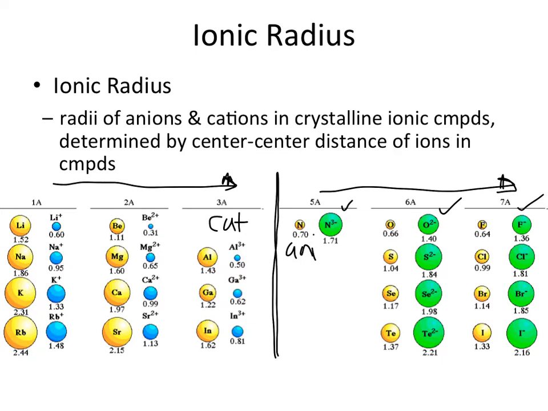From top to bottom, we do see an increase in size. The anions and cations both get larger as you go from top to bottom. So they generally follow the same trend as the atomic radii that we just discussed. However, you got to pay attention to this break in the cation side and the anion side.